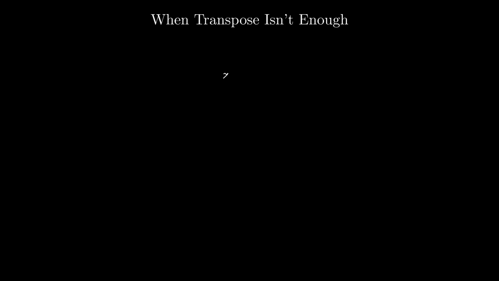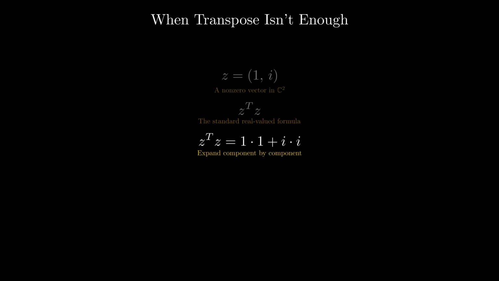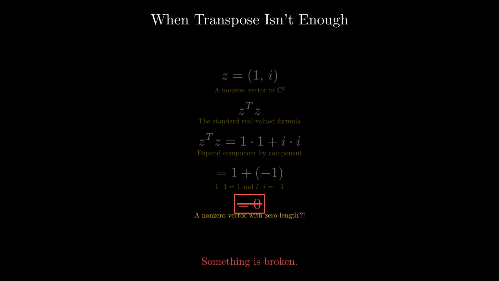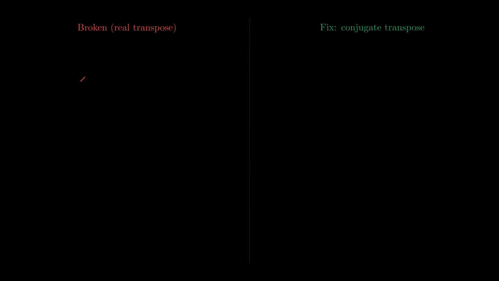Take the vector z equals (1, i). Let's compute its length squared the usual way, by taking z transpose times z. That gives 1 times 1 plus i times i, which is 1 plus negative 1, equals 0. So we have a non-zero vector with 0 length. Something is broken.